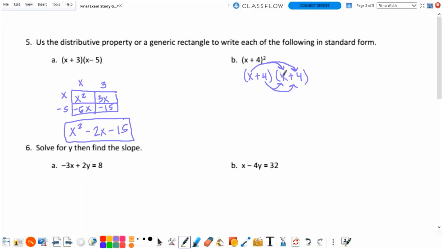Okay, we need to multiply each number correctly. So we have x times x gives us x squared. X times 4 gives us 4x. 4 times x gives us 4x. And 4 times 4 gives us 16. And then we just need to combine our like terms. So we get x squared plus 8x plus 16.